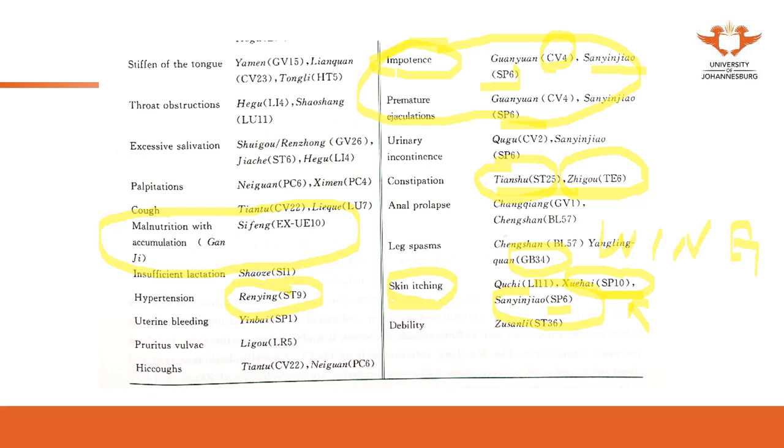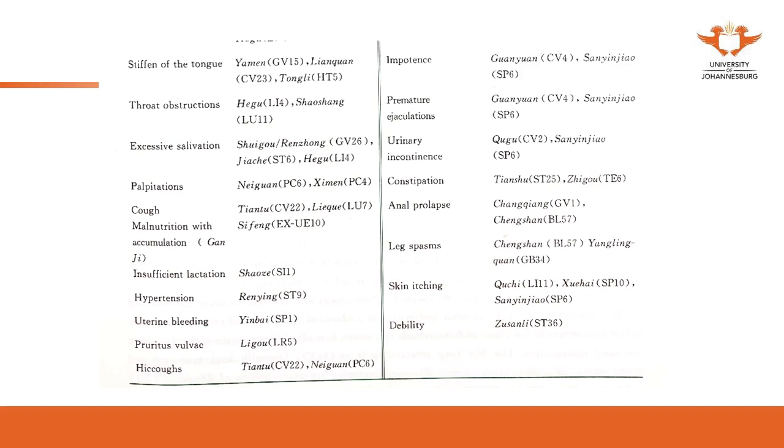If you don't remember what I was talking about, you need to refer back to the basic theory. The internal evils, especially the internal winds, what are the causes of the internal wind? One of the causes is blood deficiency. For skin itching, you can use spleen 10. You also can use Geshu, the bladder point, the blood meeting point on the bladder meridian.